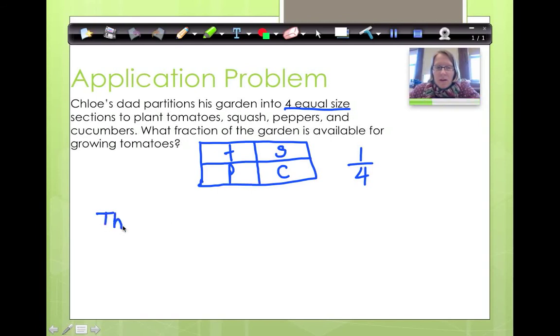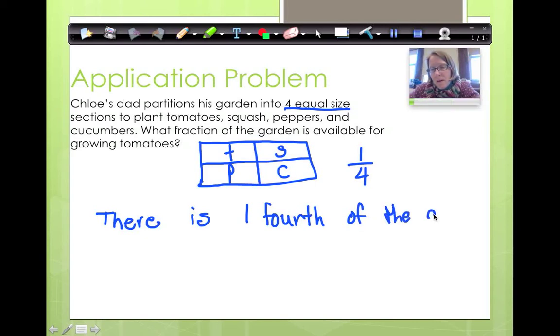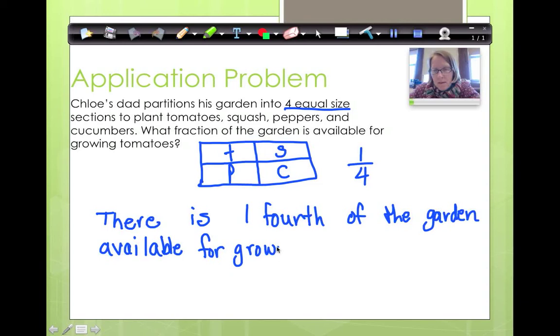So the answer is there is 1/4, spell it correctly, of the garden available. If you don't know how to spell available, I bet you can see it up above. It's 1/4 of the garden available for growing tomatoes.